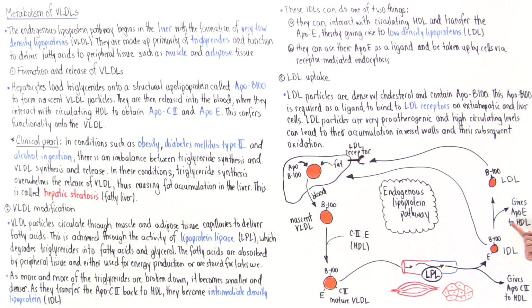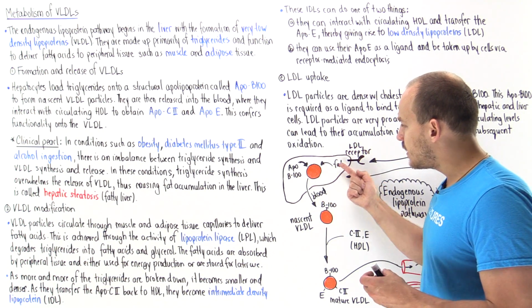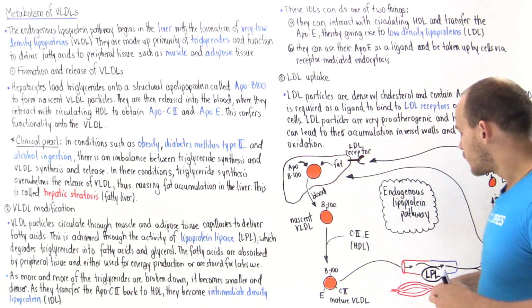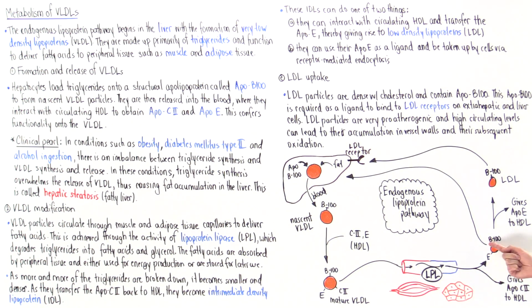Now the IDL can do one of two things. The first thing it can do is use the apolipoprotein E as a ligand to bind onto specific receptors on hepatocytes and other extrahepatic cells and be taken up by those cells. Or it can further give away an apolipoprotein, specifically apolipoprotein E, to an HDL molecule. And this forms low density lipoprotein, or LDL. LDL molecules contain a lot of cholesterol, and they contain the apolipoprotein B100.